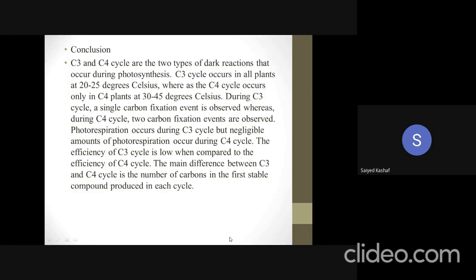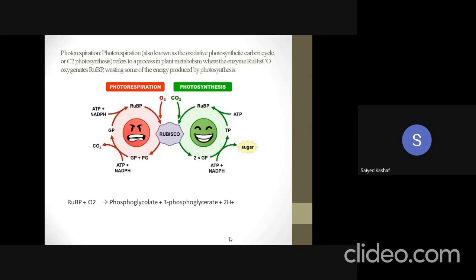And the main difference between the C3 and C4 cycle is the number of carbons in the first stable compound produced in each cycle, right? In case of C3, we already know that the first stable compound is a 3 carbon compound, and in case of C4, it is a 4 carbon compound, oxaloacetic acid. Now, another topic is photorespiration. We know that photorespiration is a doubly wasteful process. How? That we will discuss.